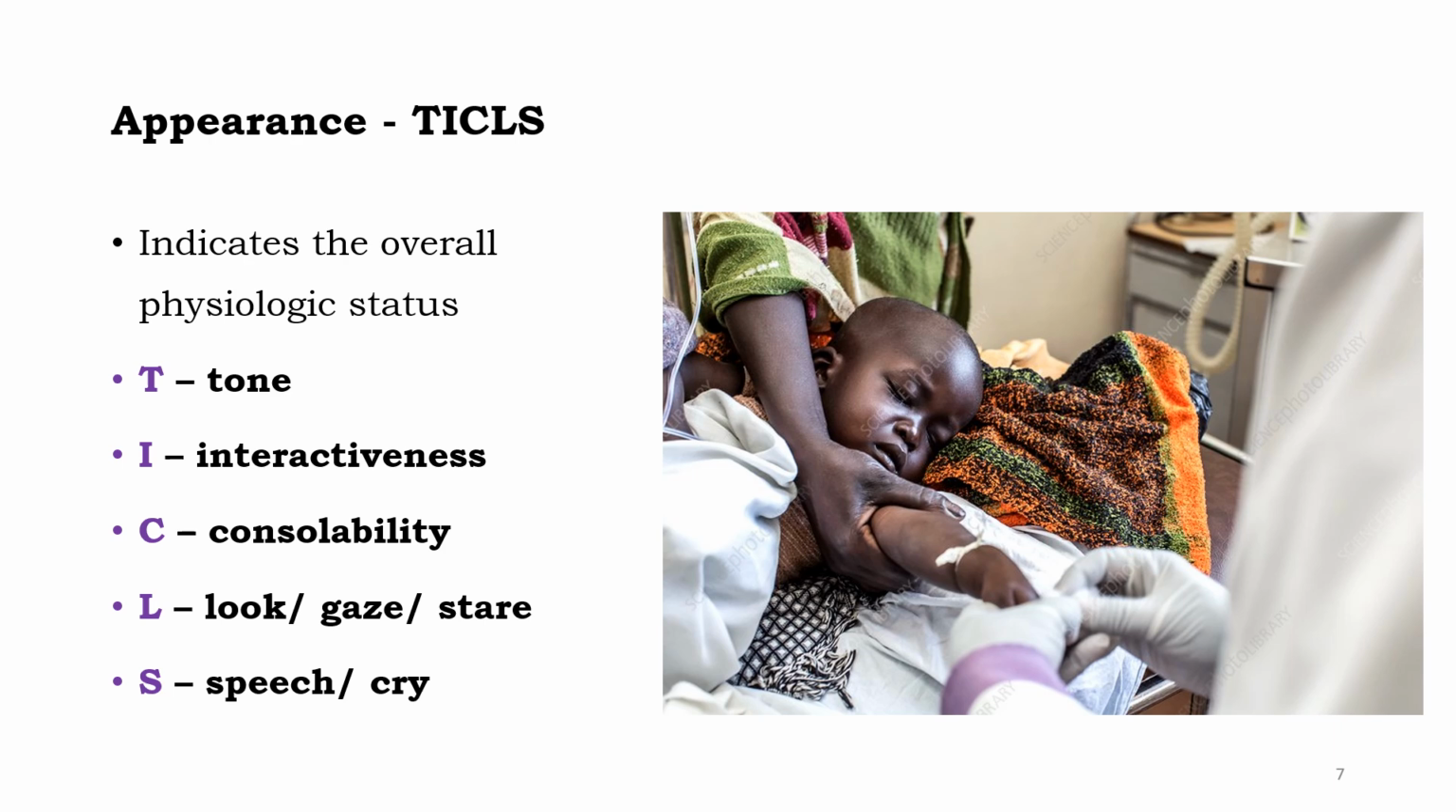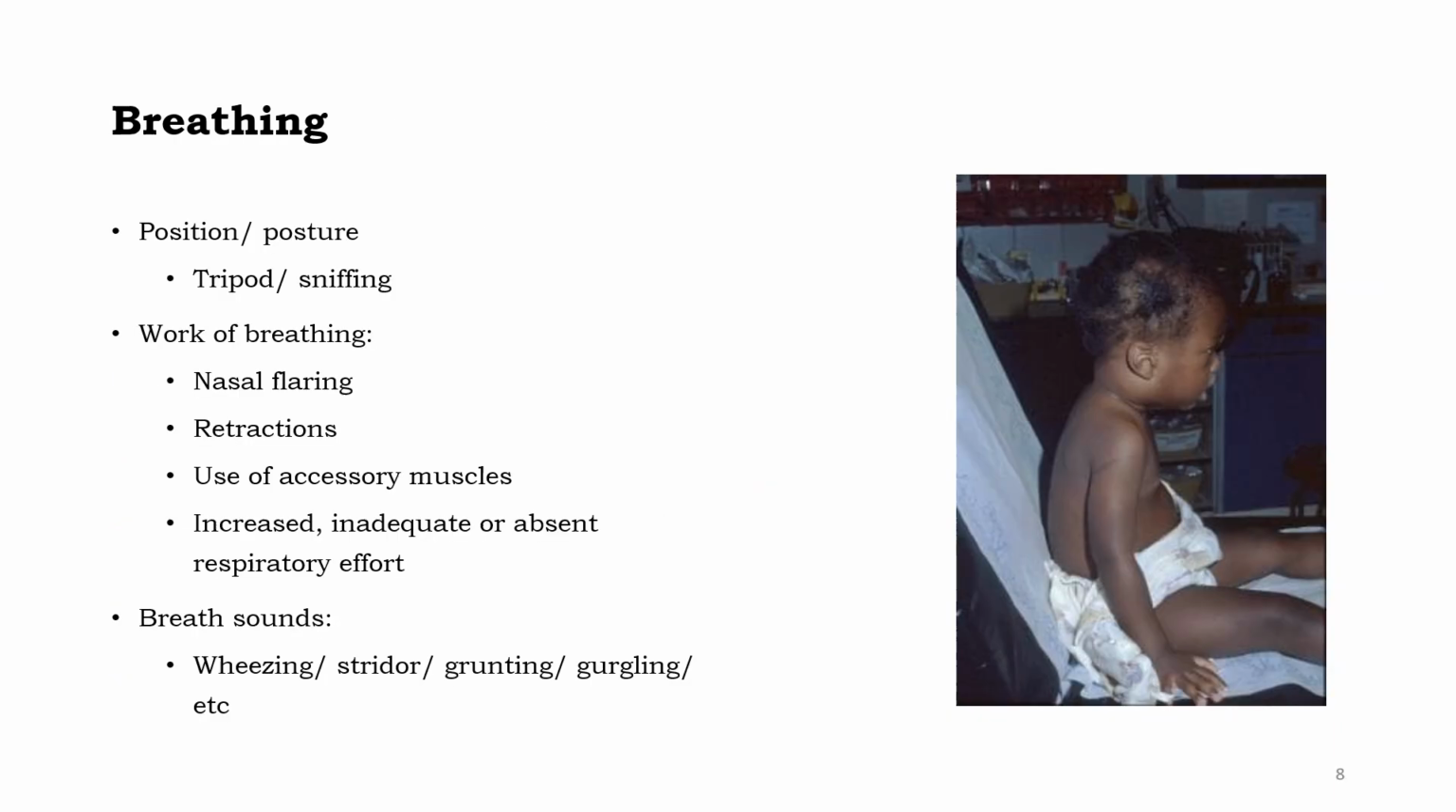Now, what are the components you're looking for in appearance? Because you need to have a degree of objectivity when you're describing a child's condition from one observer to another. So you'll be using the Tickles mnemonic. What is the child's tone, interactiveness, consolability, the look, gaze or stare, and the speech or cry of the child? Is he looking lethargic, floppy, sleepy, or is he crying inconsolably? Is the child interactive, not interactive? It's a good indicator of how his overall condition is.